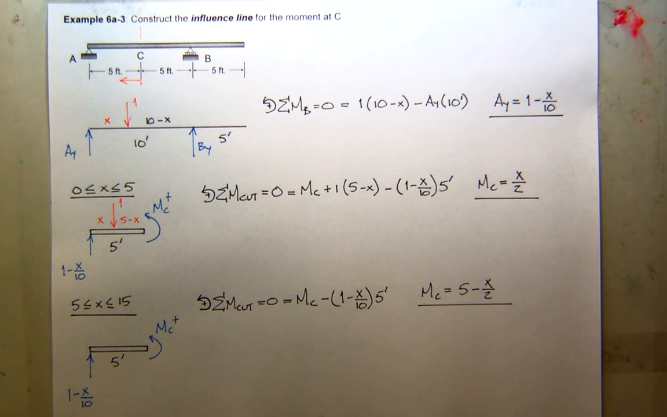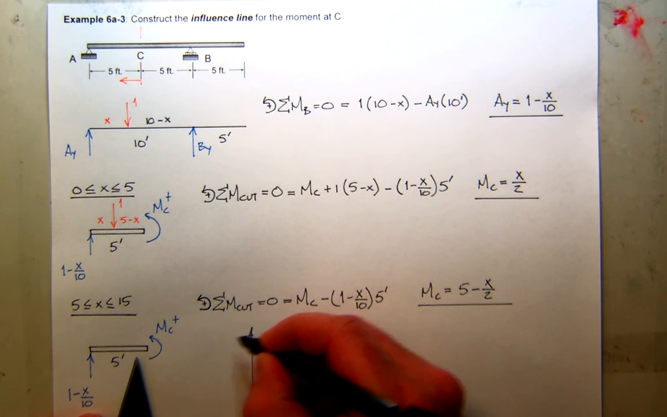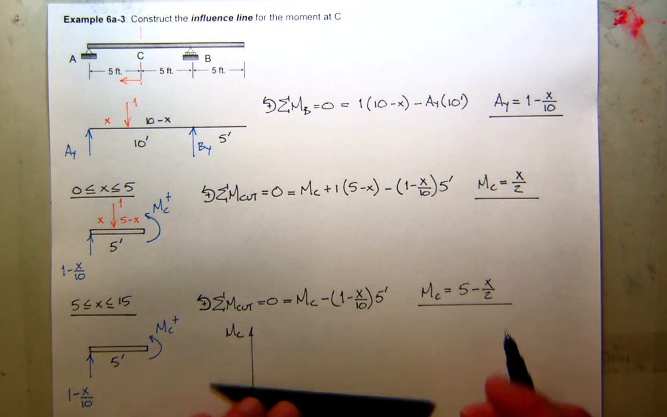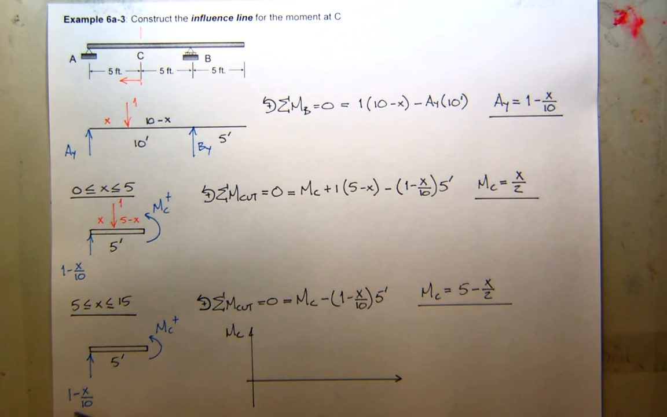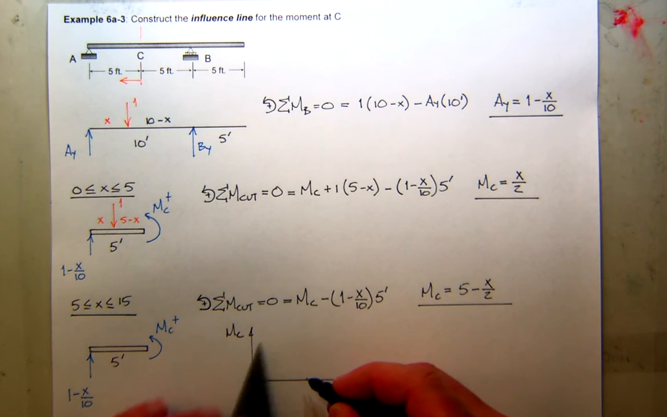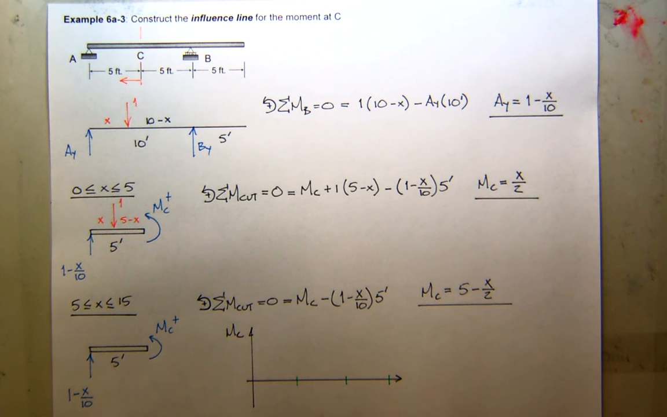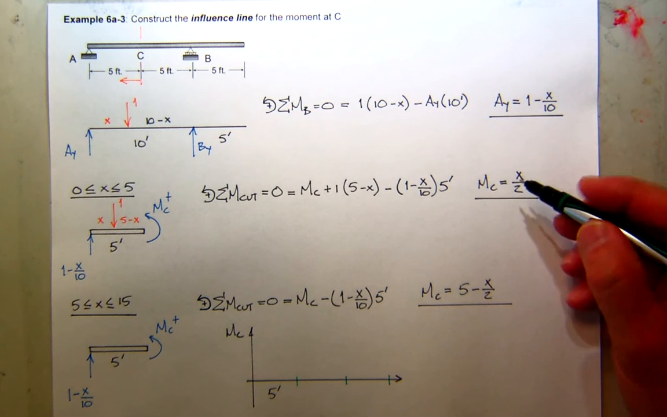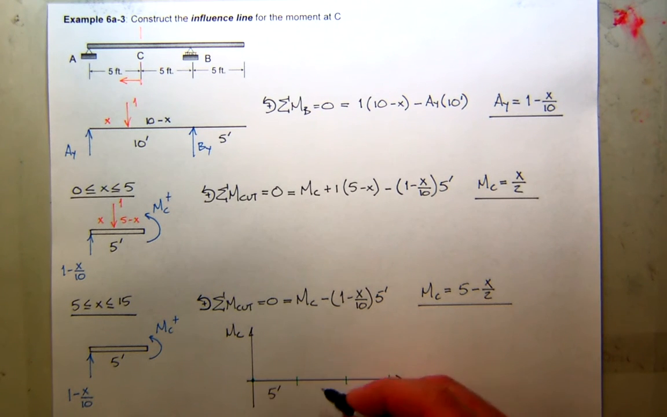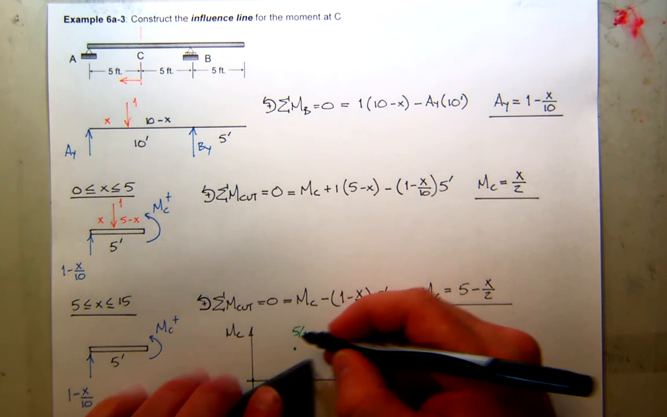I just have to plot it. So now I have my moment at C as a function of the position on the beam. So there would be point C. There's 10, there's 15. So from 0 to 5 feet, what equation do I use? I use this one. So at x equals 0, it's 0. When x equals 5, it is 5 divided by 2. And that's linear.